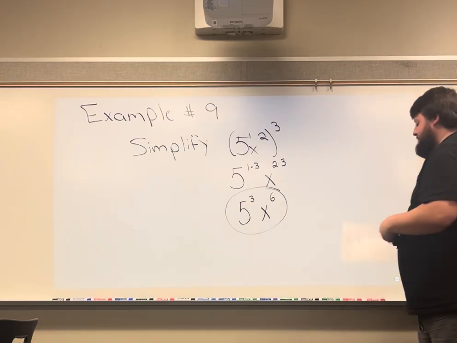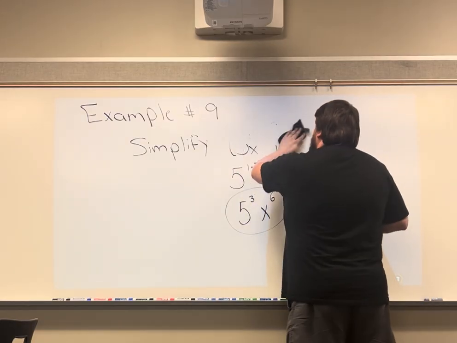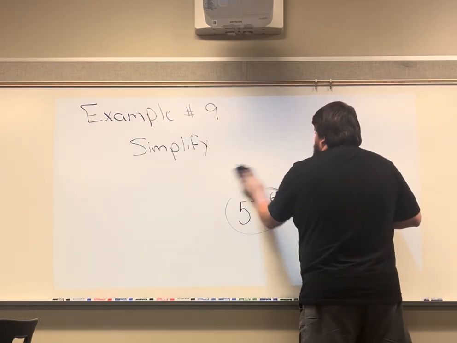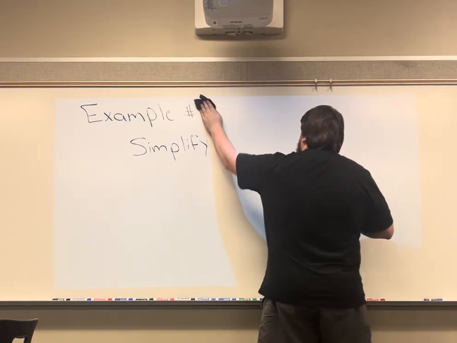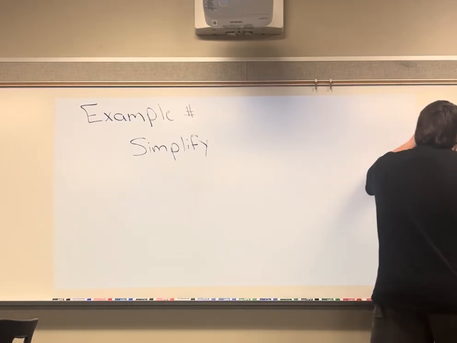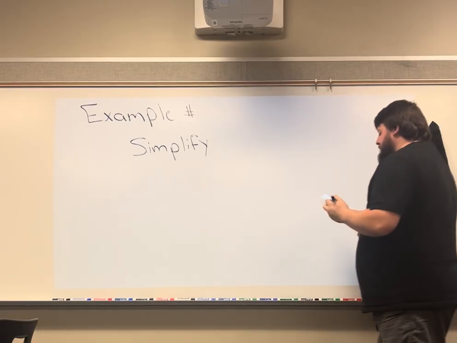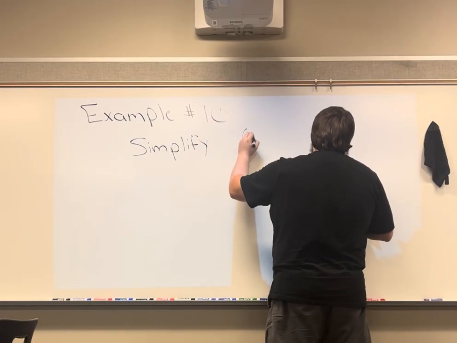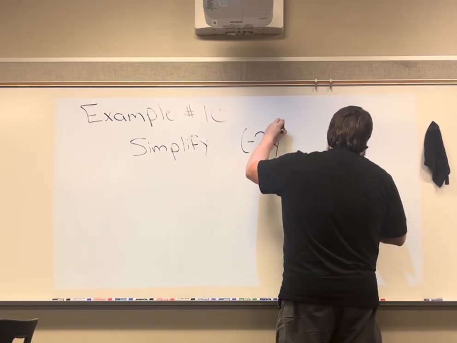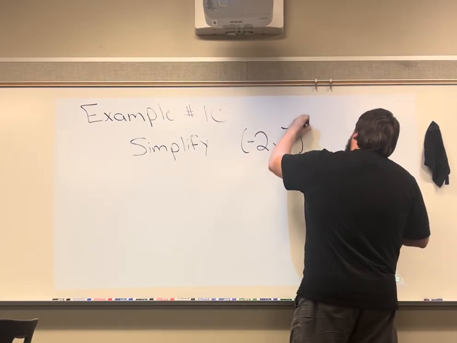Example 10, same idea. Only thing that example 10 has that example 9 doesn't have is it has a negative coefficient. Okay? Negative coefficient. So example 10, we're taking negative 2y to the 7th all to the 9th.